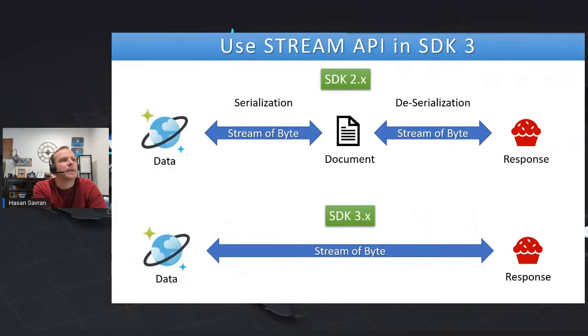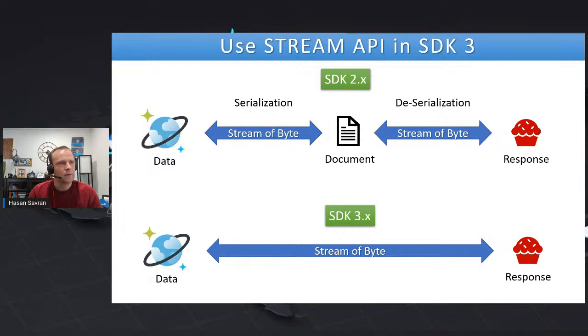All right. Next is the Stream API. Stream API became available in SDK 3, and it's really getting rid of that serialization and deserialization that SDK 2 uses. So in SDK 2, you pull the data from the database, you serialize the data, and you make a document. Let's call it an order, right? We make an order. Then you have to pass that order to the client. Then you deserialize and move it to JSON. So that's how everything works.